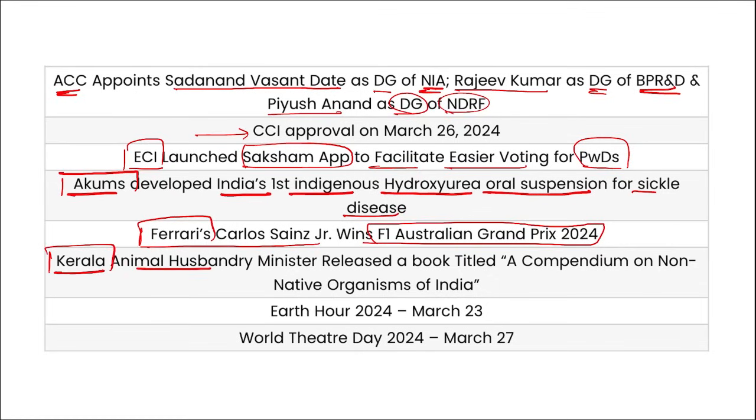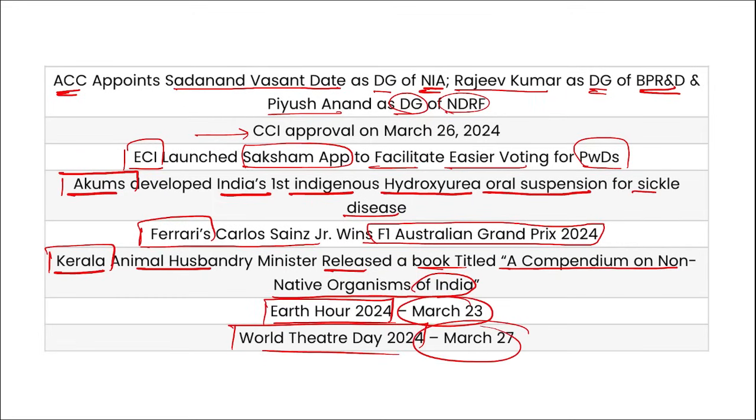Kerala Animal Husbandry Minister released a book that was titled A Compendium on Non-Native Organisms of India. Earth Hour observed on 23rd of March. World Theatre Day observed on 27th of March. So these were your important current affairs for the day. Now let's move to some revision part for your learning.